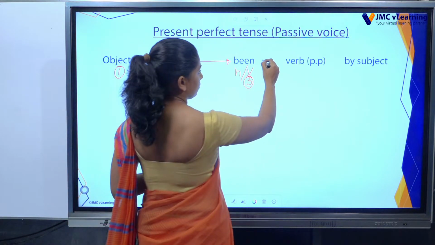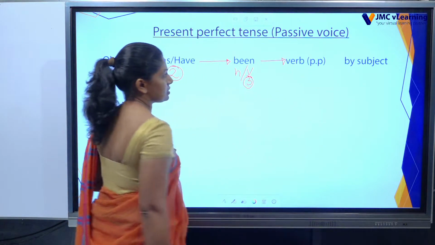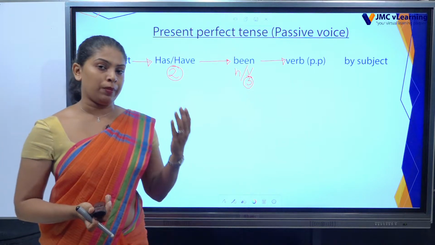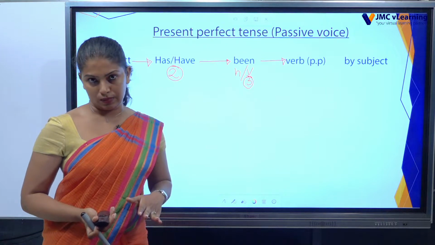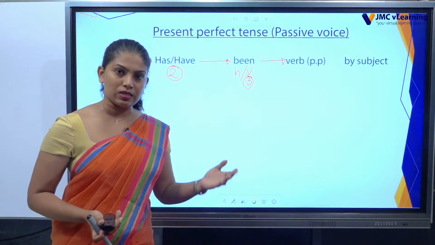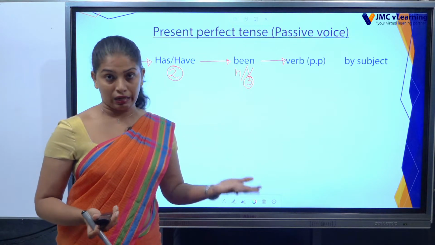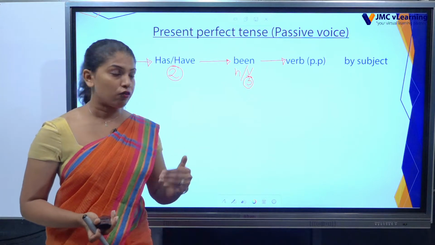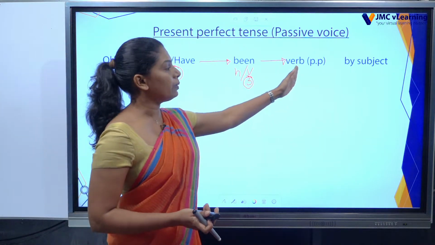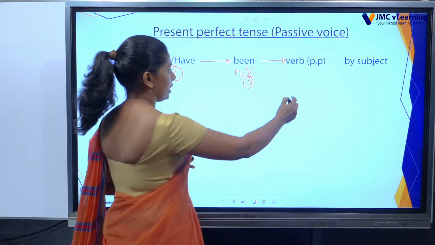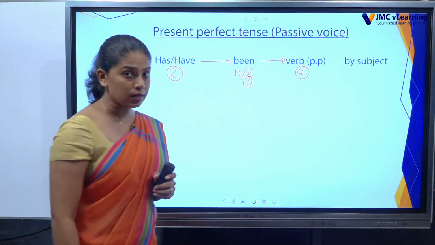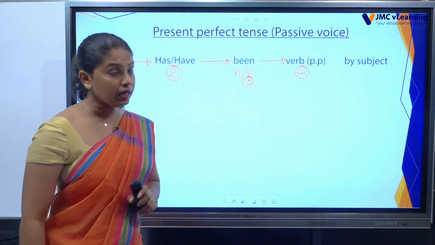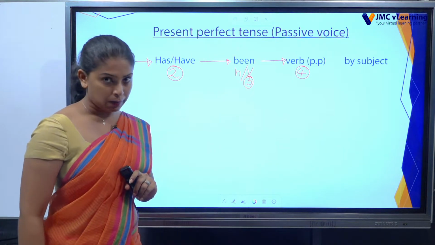Then, same as earlier, we know in passive voice, we have to write the verb in past participle. Even though it is present, past, future, whatever the tense is, in passive voice we are using the verb in past participle. So, that is the fourth part. After the helping verb been, B-double-E-N, been, we have to use the verb past participle.